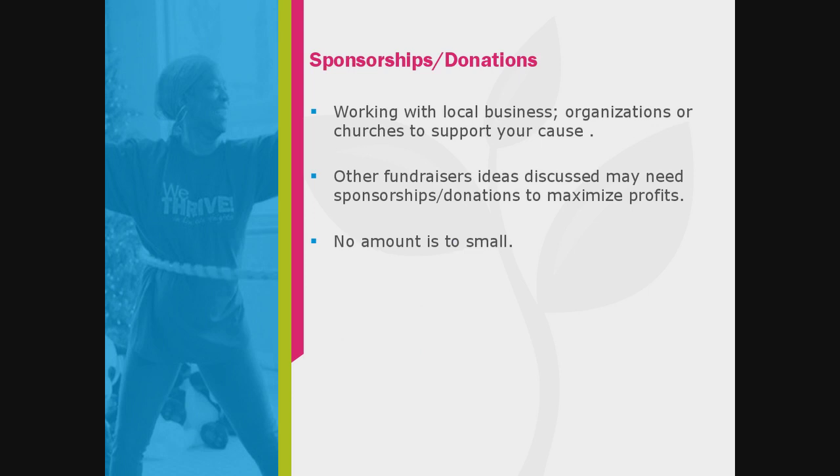And then the last one is kind of getting sponsorship or donations. So working with local businesses, organizations, or churches to support your cause. Some of the other fundraising ideas that we just talked about may need sponsorship or donations in order to maximize the profits, and no amount is too small.